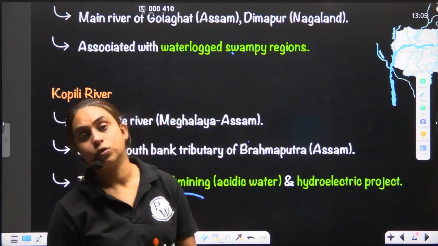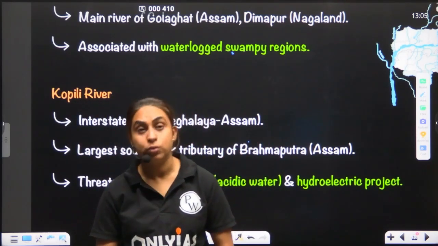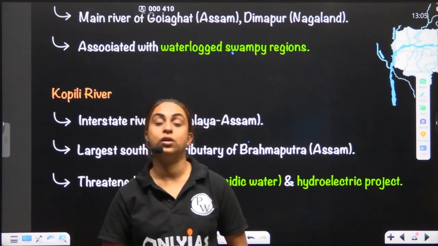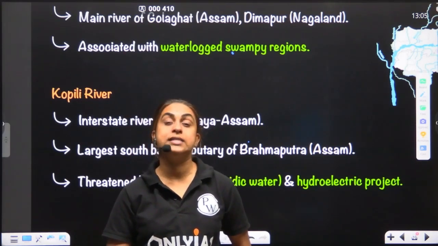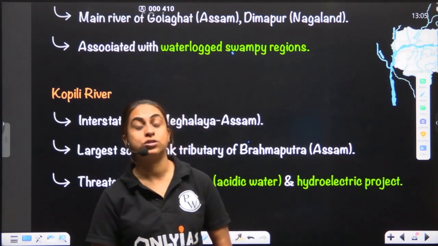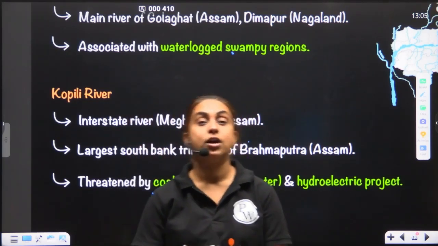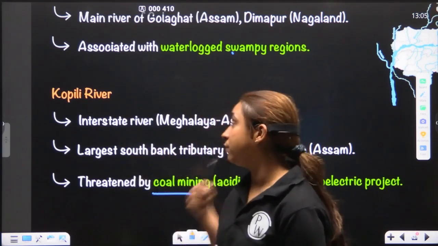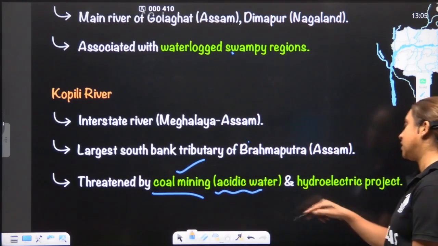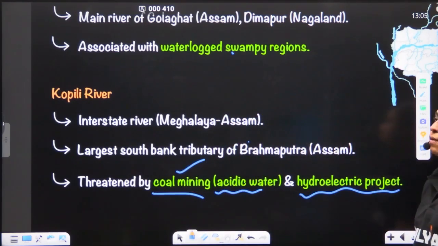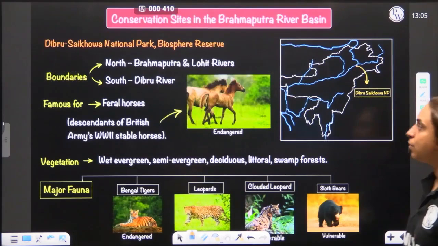Therefore, this was in the news because the National Green Tribunal, which protects the environment, saw the pollution of Kopili river and said that this rat hole mining is illegal because it is against the constitution. It is also employing child labor. So Kopili river is generally in the news because of coal mining making the water acidic, and also there is a hydroelectric power project in the Kopili river. So these are the tributaries of Brahmaputra.